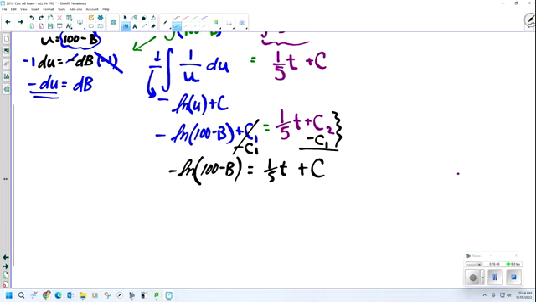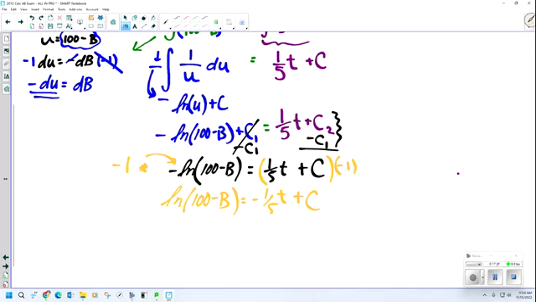All right, and in fact, at this point, I'm going to multiply both sides by -1 to get rid of this negative sign here. So now I've got the ln of 100 minus b that's positive equals -1/5 t. Whether a constant's positive or negative, it's still just a constant. I can say plus a -3. It doesn't matter. Okay, so that's what I'm going to leave there.